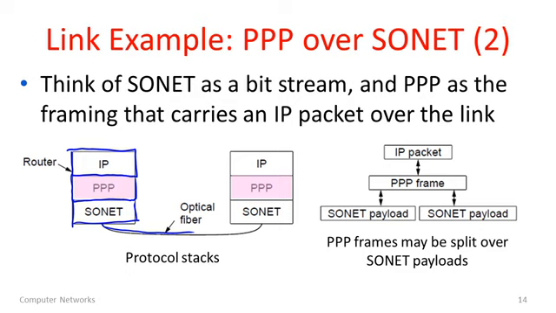On the right hand side it shows us some of the encapsulation and just some of the real world wrinkles that you run into here. The IP packet is encapsulated inside a PPP frame. That's pretty much what we expect. But the PPP frame might actually be split across 2 SONET payloads. It's a sort of real-world complication that networking protocols are full of.